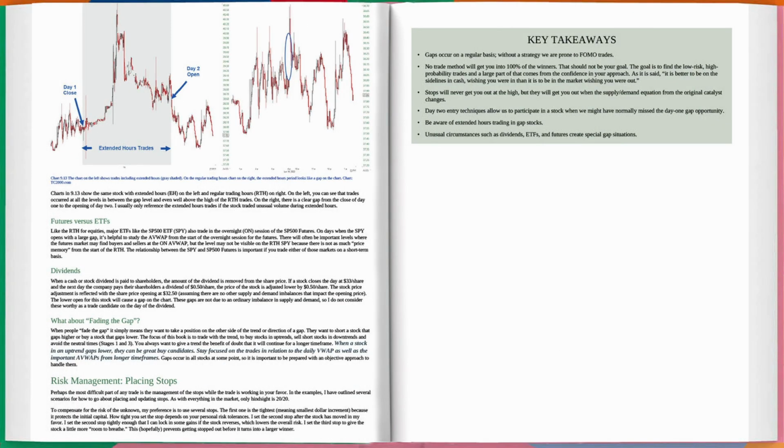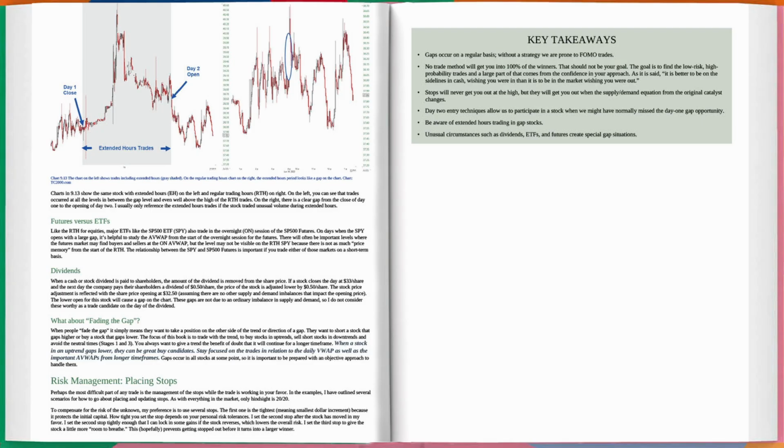Charts in 9.13 show the same stock with extended hours, EH, on the left and regular trading hours, RTH, on the right. On the left, you can see that trades occurred at all the levels in between the gap level and even well above the high of the RTH trades. On the right, there is a clear gap from the close of day 1 to the opening of day 2. I usually only reference the extended hours trades if the stock traded unusual volume during extended hours.